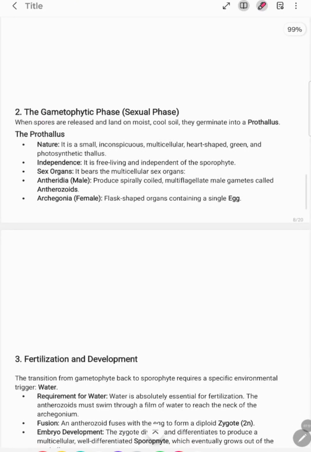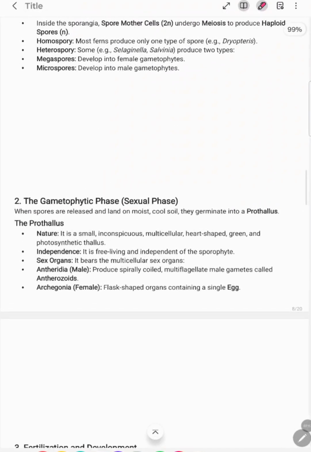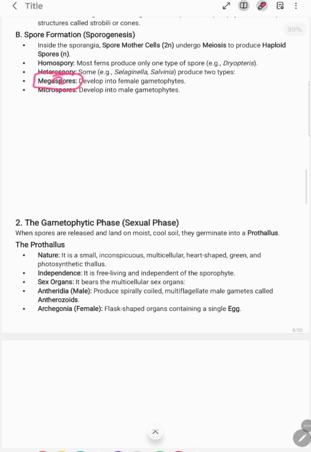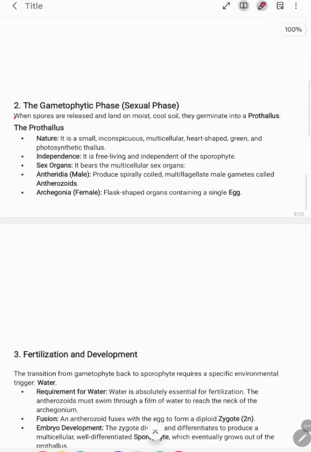We are going to study about the gametophytic phase. From where does your gametophytic phase start? From here, when your megaspore develops to form the female gametophyte and your microspore develops to form the male gametophyte. See, when spores are released and land on the moist, cool soil, they germinate to form a prothallus. Okay, as the spores are released over the favorable environment, they germinate into a prothallus.